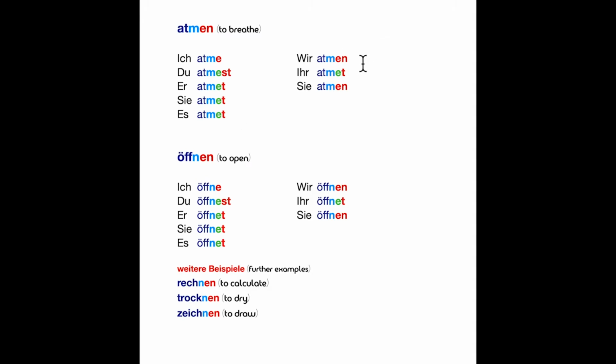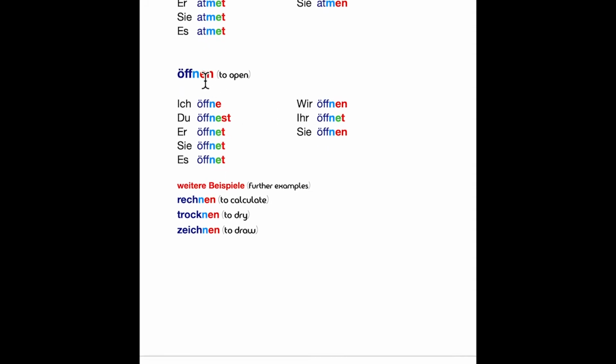In the plural, for the first person, no difference. You take your word stem and you just add the en at the end. Wir atmen. Then for the second person, we again need our little helper E. It is the word stem and then atmet. We just add the T at the end. And the third person plural, no difference. We just take our word stem and add the en. Sie atmen.